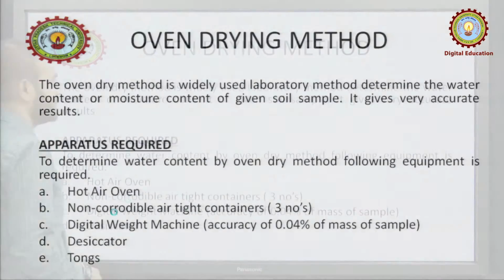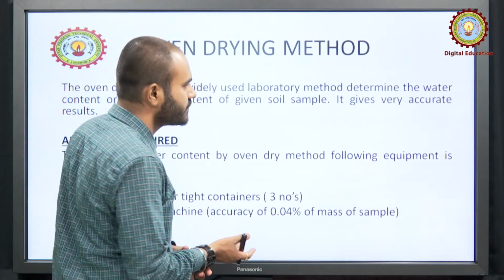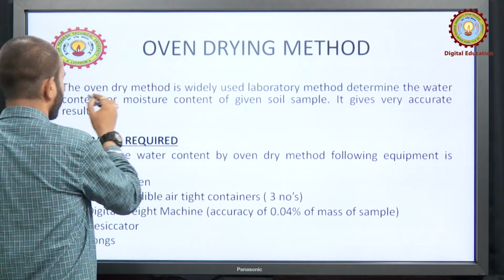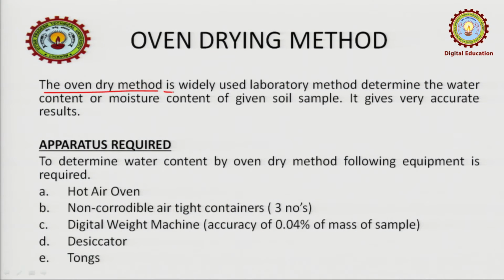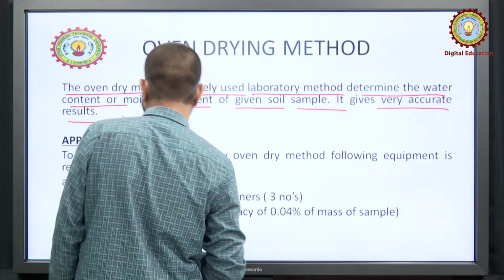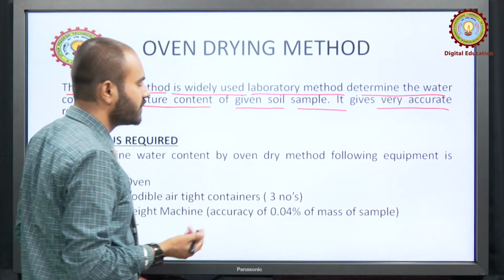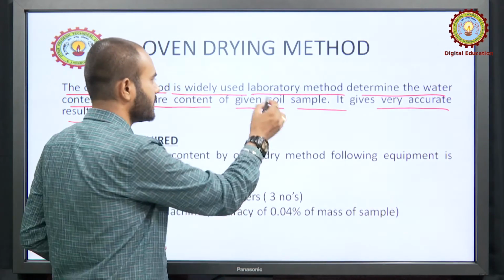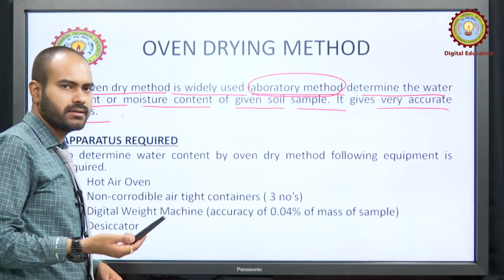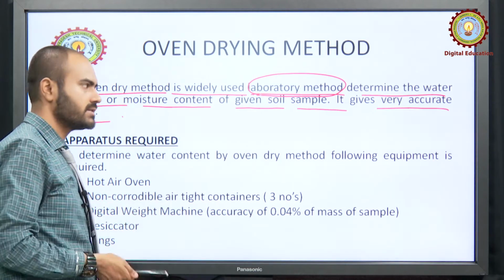Oven drying method. This is the most general and most used method for determining the water content. The oven drying method is a widely used laboratory method to determine the water content or moisture content of the given soil sample. It gives very accurate results. Why does it give accurate results? Because it is done in the lab, under controlled conditions. Whenever anything is done under controlled conditions and with great precision, it will give us accurate results.